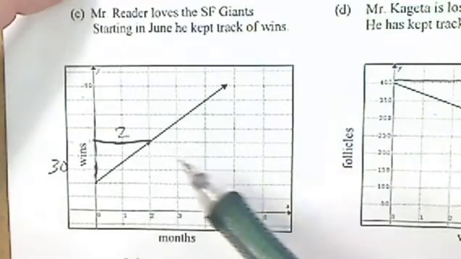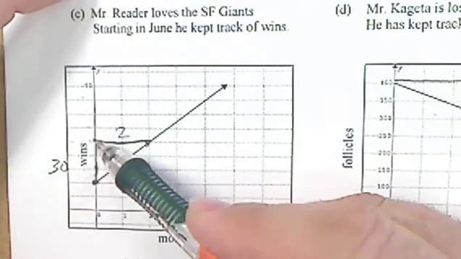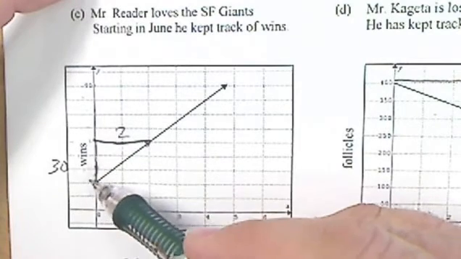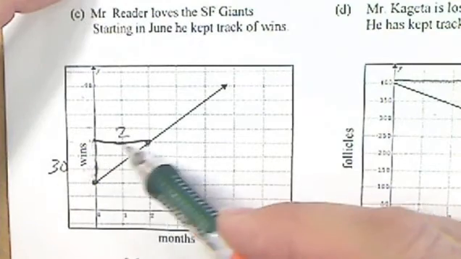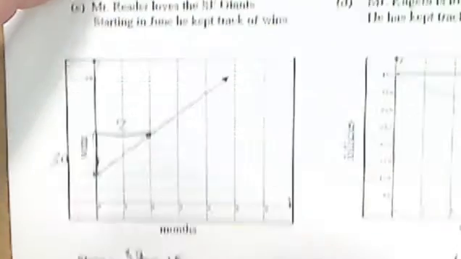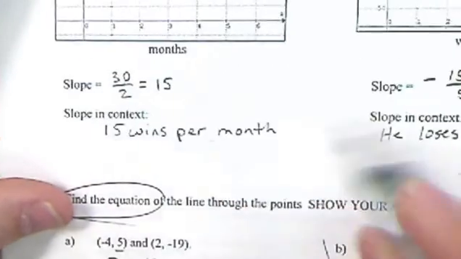Last page. Nice pretty dots. Going by tens, since that's 90, I can go 10, 20, 30, 40, 50, 60, 70, 80, 90. Rises 30, runs over 2. So 30 over 2 is just 15. So that's 15 wins per month.